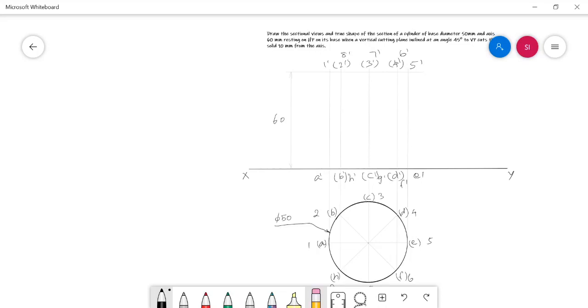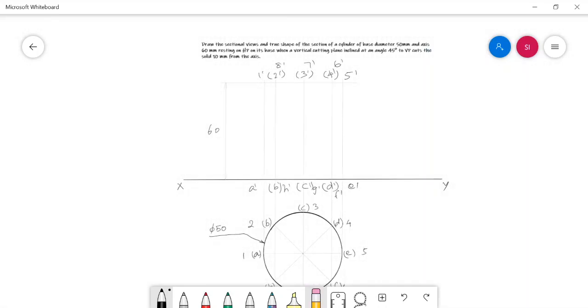Now the solid projection is over, and the cutting plane given here is a vertical cutting plane inclined at an angle 45 degree. In the previous problem itself, we understood that if the word vertical is mentioned, it is nothing but perpendicular to HP. So a vertical cutting plane, that is a cutting plane perpendicular to HP and inclined at an angle 45 degree to VP, cuts the solid.